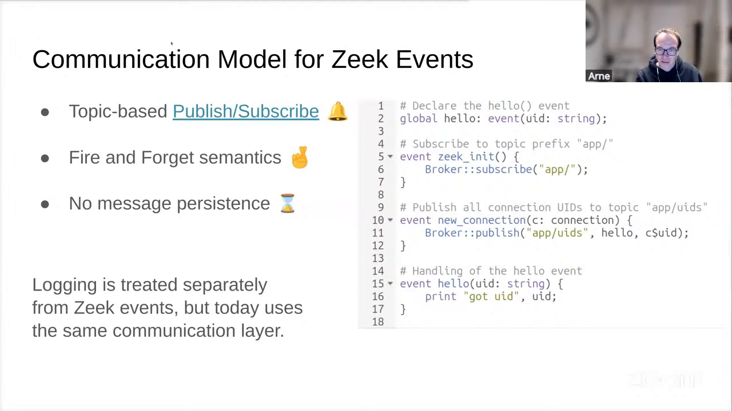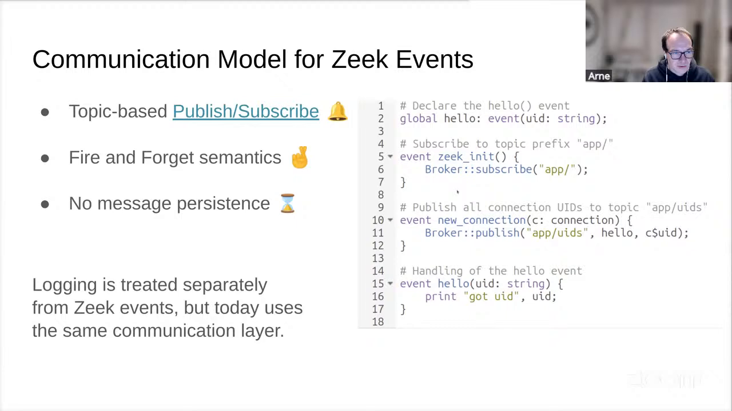Then on line 11, there's a Broker::publish call where you can also publish events from a Zeek script to topics. In this case, it's app/uids. What's happening here is that for a new connection, the UID is published as a hello event to the topic app/uids. If you want to handle that event, you can see in lines 15 to 17, it's just the same as you would handle a local event. There's no difference between handling a local event or an event that was received remotely.